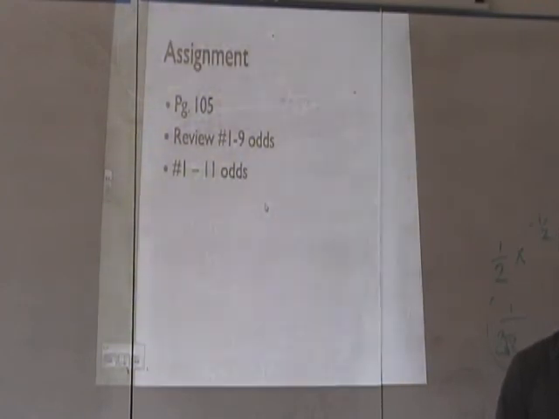So, your assignment's page 105. If you haven't noticed, the top of each assignment page always has a review section. We're going to start doing some of those so that you don't forget previous stuff. So do the review problems 1 to 9 odds, and then 1 to 11 odd. It's going to be basically what we were just doing in class today.